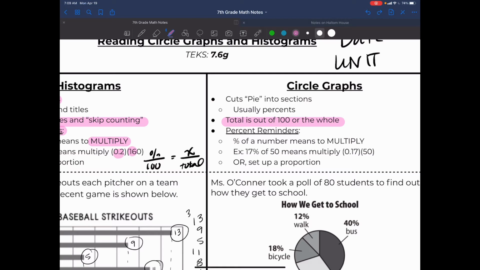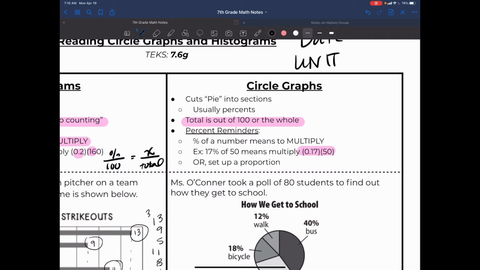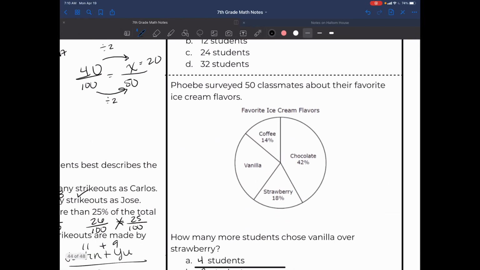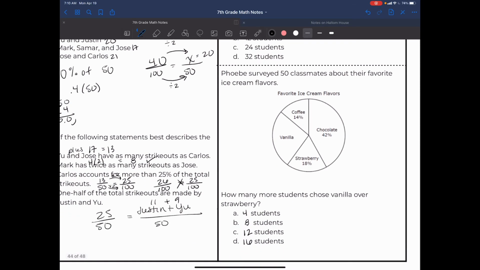They usually deal with percents. So again, another percent reminder is a percent of a number, like 17% of 50 means you just multiply 17% as a decimal, 0.17, times 50. Or set up a proportion, which is honestly what we'll probably do, meaning percents over 100. So like it would be 17 over 100 equals what out of 50? Equals X out of your total. Whatever total they give you. Okay, let's get into it. I am actually going to do the bottom question as an example, and I would love for you guys to do the how we get to school one as your practice to see if you truly understand how to do this.